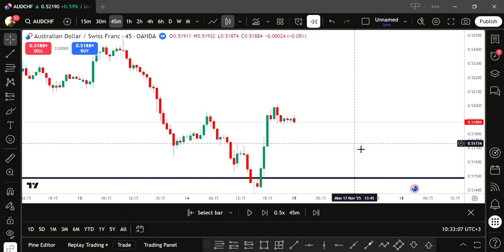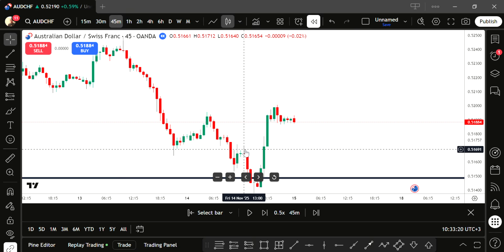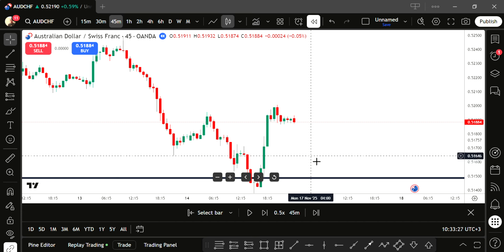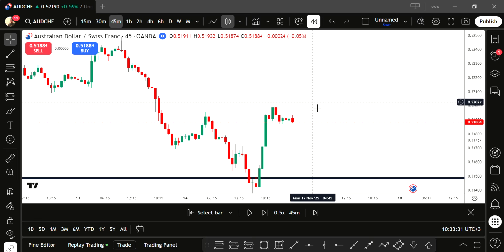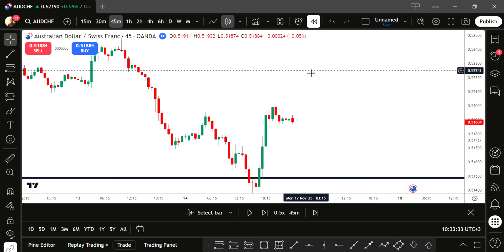So today we're going to be talking about AUDHF, how to analyze the market using our strategy in only 10 minutes. I think in less than 10 minutes. So let's go for it. This is AUDHF, a trade that we took last week. We are going to be analyzing how we were able to get this trade, a step-by-step guide on how we were able to get this trade.